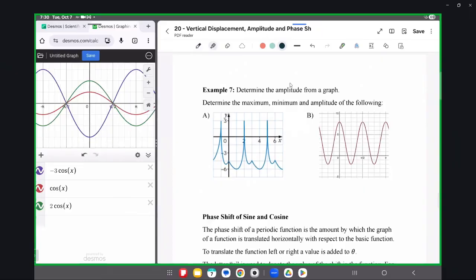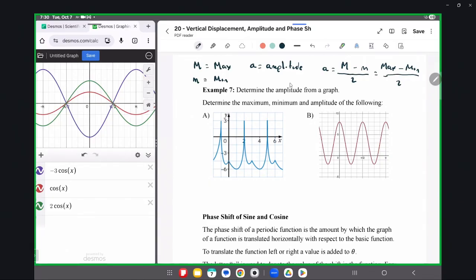As a quick refresher, some of the questions in this one ask you to determine the max, the min, and the amplitude of the following. So remember, for notation purposes, the textbook uses capital M to represent max, little m to represent the minimum, and A to represent the amplitude. And in general, we say that the amplitude is equal to the max minus the min over top of 2, or if you prefer, max minus min over 2. Either is fine. So we get these two graphs here.